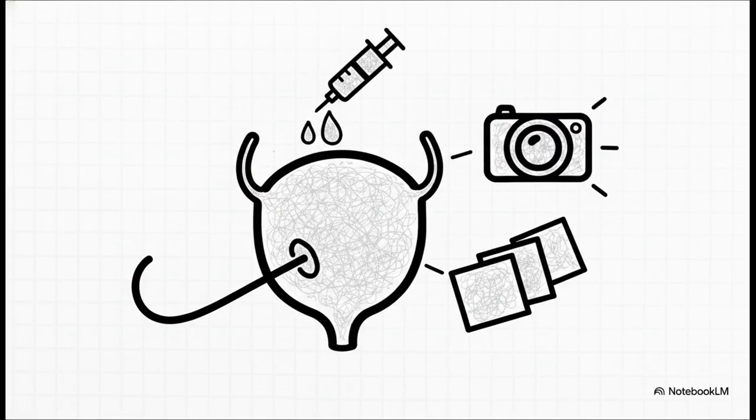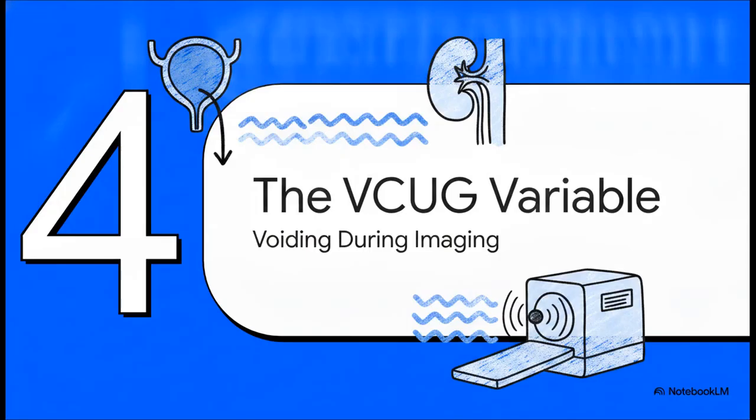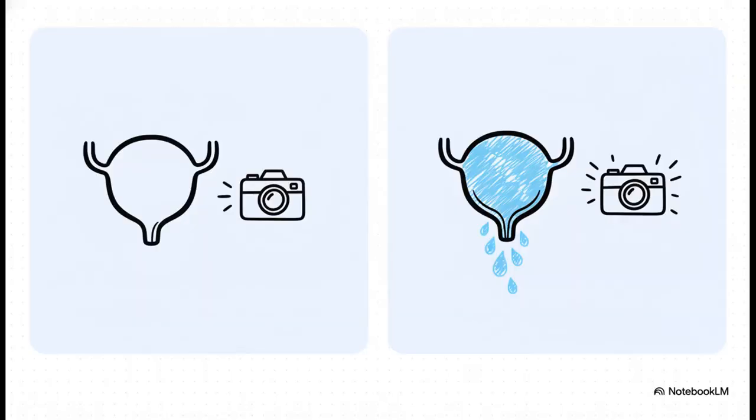the complete picture. Which brings us to Section 4, the VCU voiding variable. Timing is literally everything here. We just talked about code 74430 for your standard imaging, which applies if the images are taken after the patient voids, but not during. But if images are actively taken during voiding to evaluate both the bladder and the urethra, well, the supervision and interpretation code strictly changes to 74455.